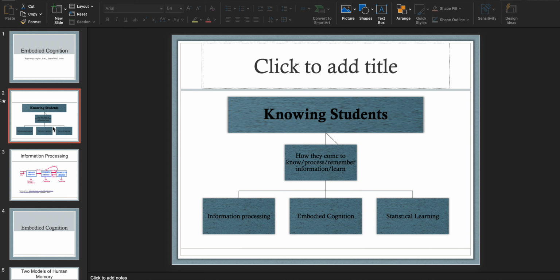To situate this discussion, let's go back to the topic of knowing students, right? Teachers have to know their students, and one of the ways in which teachers have to know their students is how they process information, how they come to remember, how they come to learn, how they come to know anything. The information processing theory presents one model, one theory to explain this. Embodied cognition is another, and we're going to encounter a third concept, statistical learning, which I wouldn't call a perspective, but it's a concept that gets us to think more complexly about this question of how people come to know, how they come to learn, how they come to remember anything.